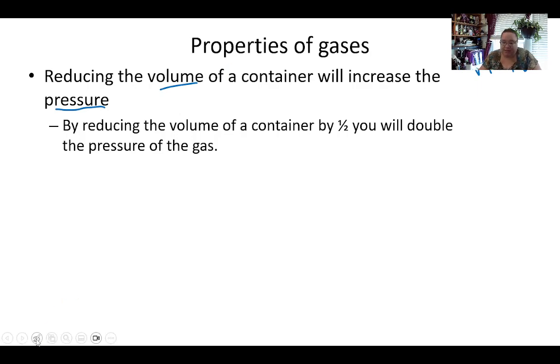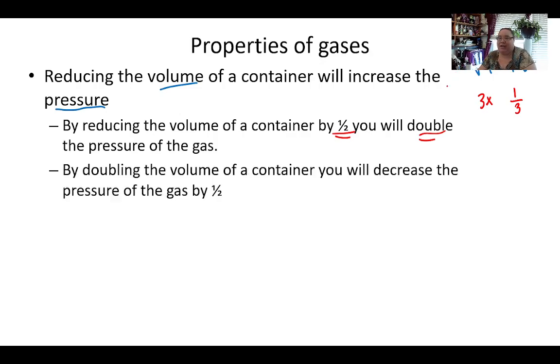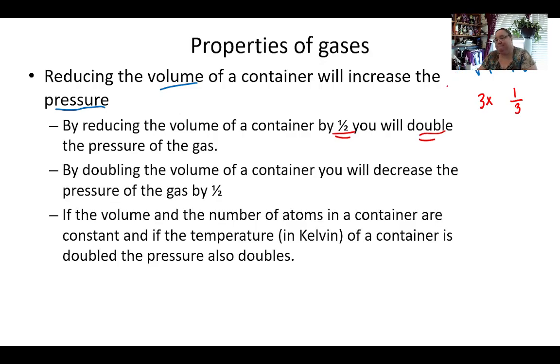And this actually says the exact opposite, but it's the same idea. I cut my container in half and I doubled the pressure. So that's that opposite relationship. If I increase the volume by a factor of 3, that means my pressure is going to decrease to a third of the original value. So they are inversely related.